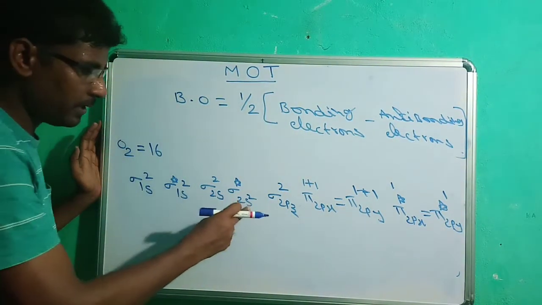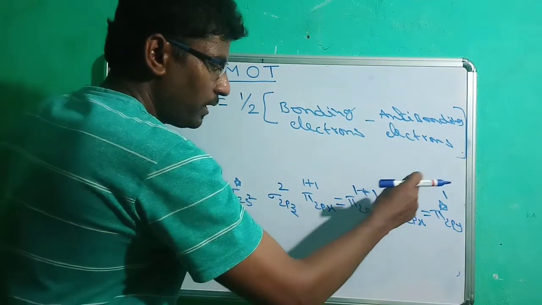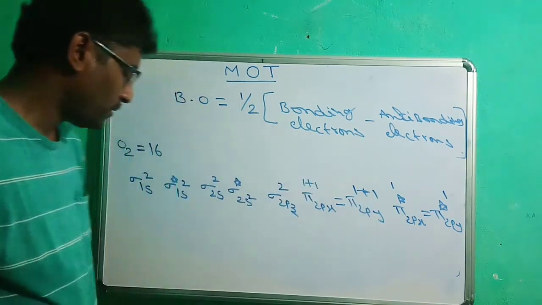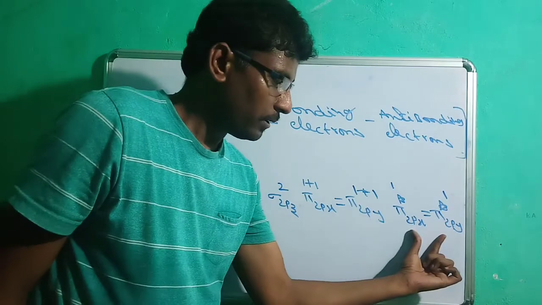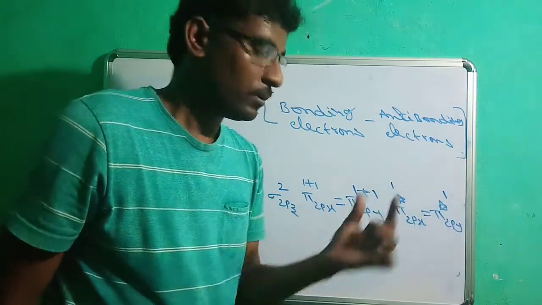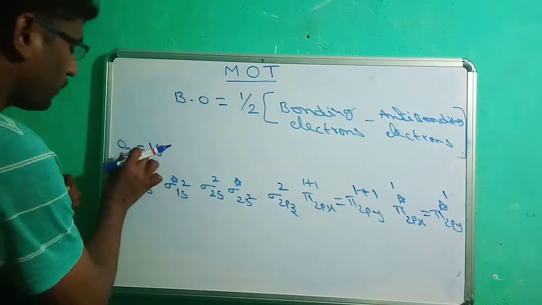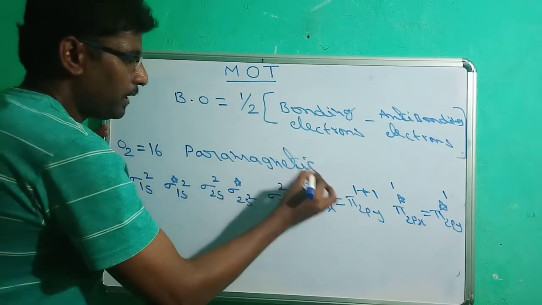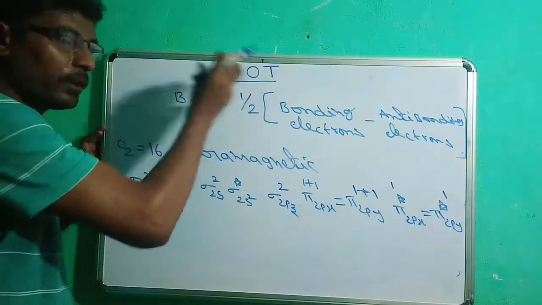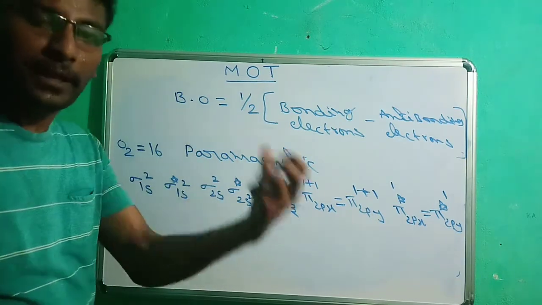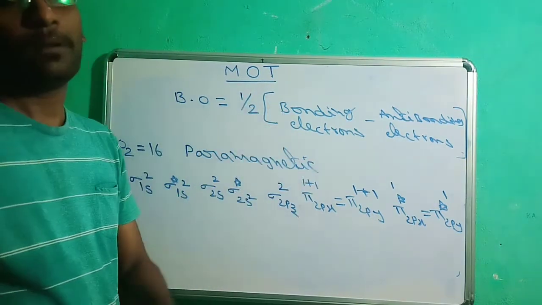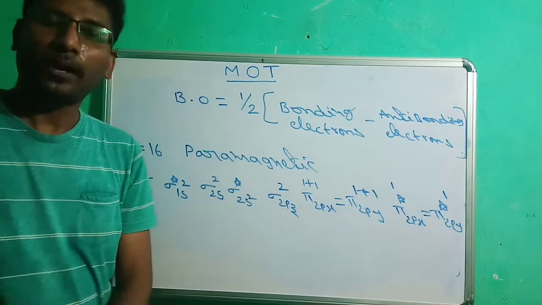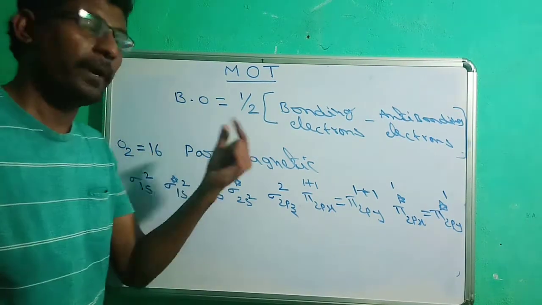Now let's count the total: 2, 4, 6, 8, 10, 12, 14, 15, 16. 16 electrons are completed. So this configuration simply says that all these are paired electrons, but the pi star orbitals have unpaired electrons. Due to these unpaired electrons, the oxygen molecule is paramagnetic in nature. So with the help of molecular orbital theory, we also identify magnetic nature, that means paramagnetic or diamagnetic. Paramagnetic means weakly attracted by a magnetic field due to having unpaired electrons. So oxygen is a paramagnetic molecule.